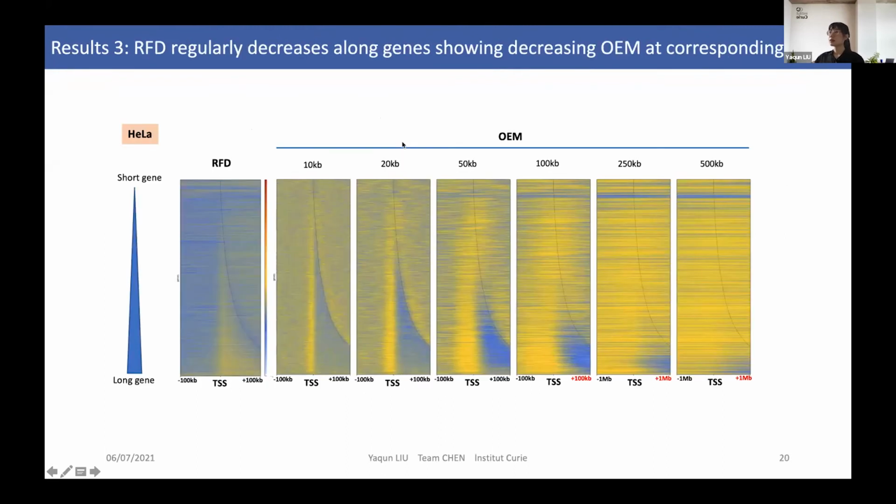Yes, and we also generate the heat maps for RFD and OEMs, for example, around TSS, the transcription start sites. I sorted by gene size from short genes to long genes, as shown here. And we can observe that starting from TSS, we get the strongest RFD and OEM signals. Then the RFD regularly decreases along the genes. Also, we can see a correlated decrease of OEM signals from 10 KB to 500 KB scales in a gene size dependent manner.